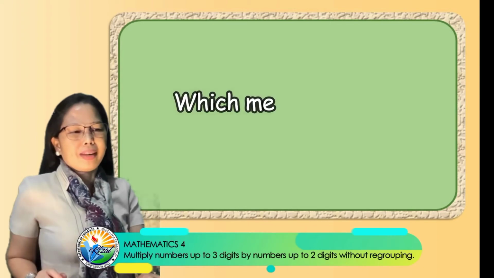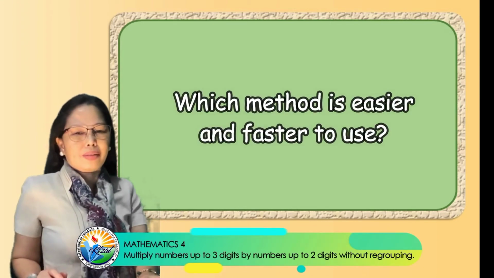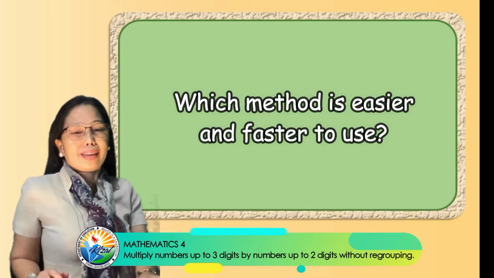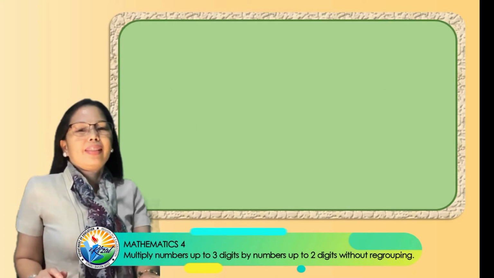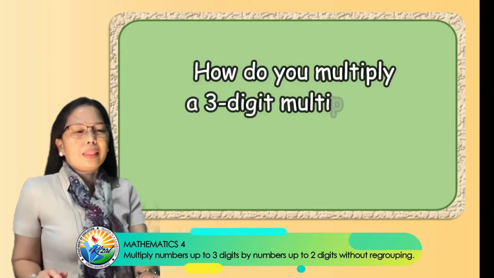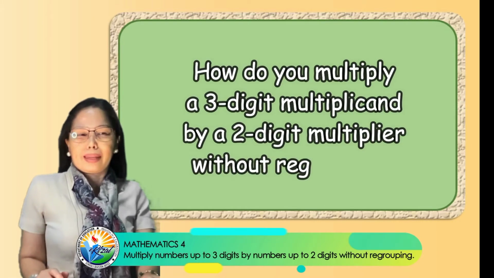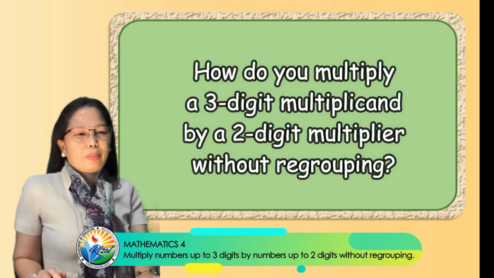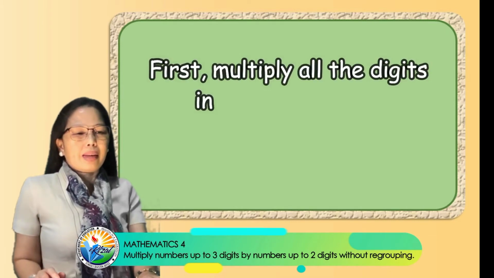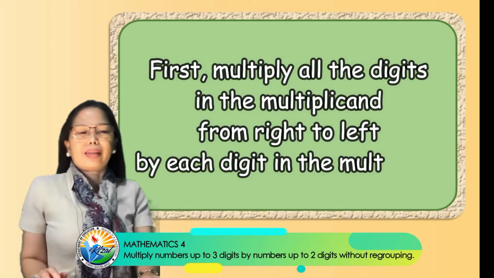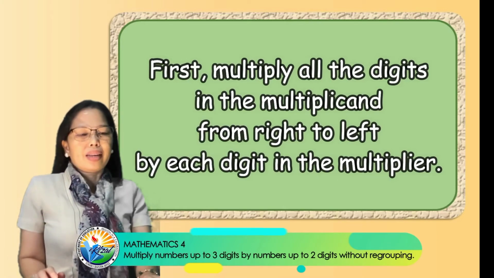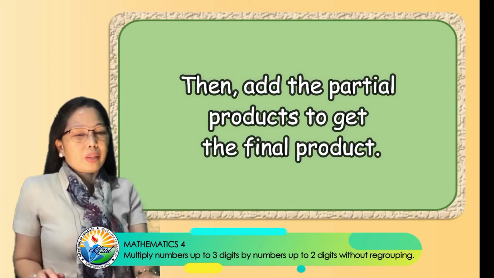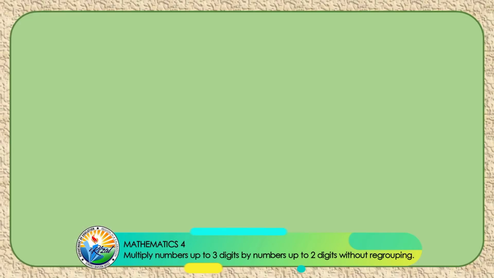Okay, kids, which method is easier and faster to use? You may use any of the methods where you find easier. Again, how do you multiply a 3-digit multiplicand by a 2-digit multiplier without regrouping? First, multiply all the digits in the multiplicand from right to left by each digit in the multiplier. Then add the partial products to get the final product.